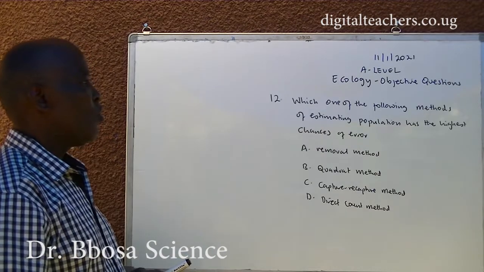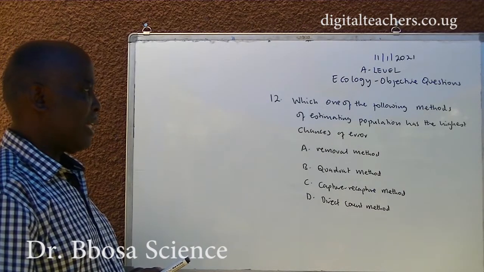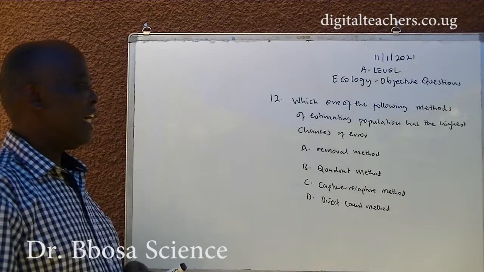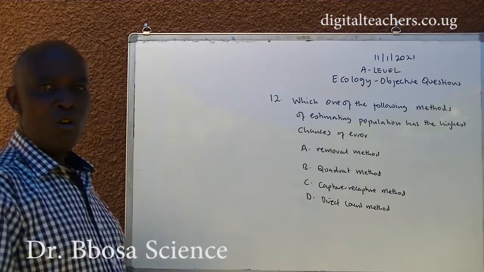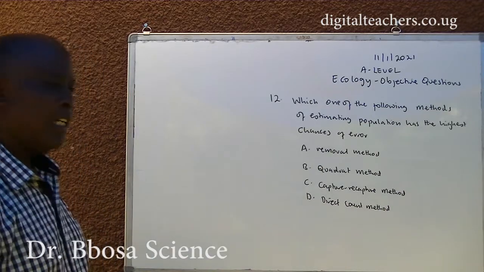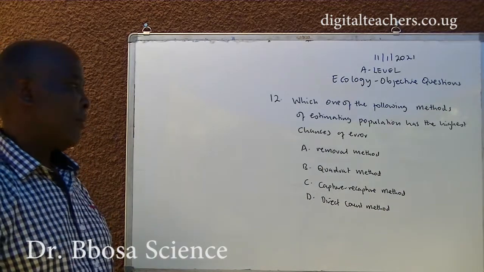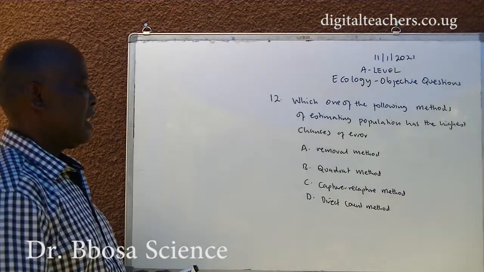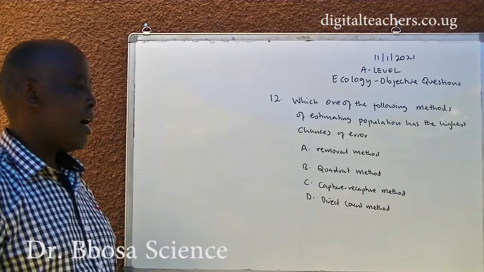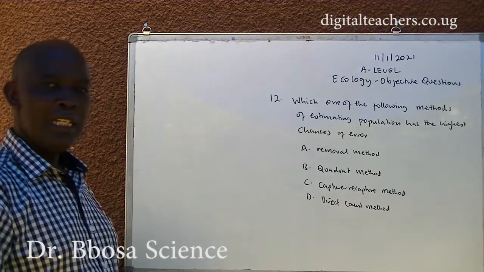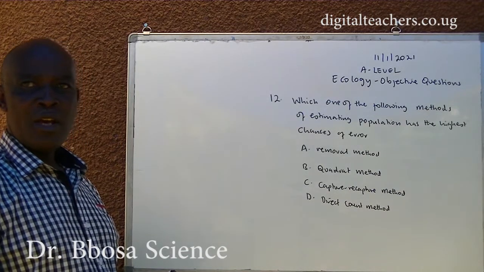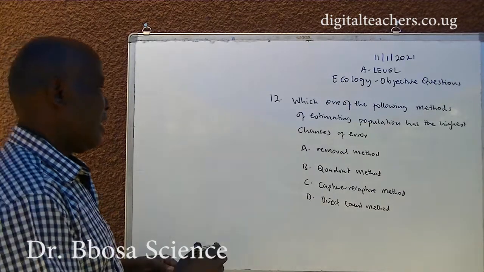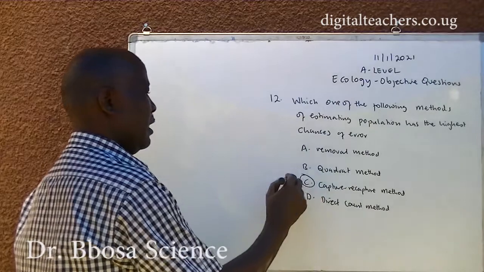Number 12. Which one of the following methods of estimating population has the highest chances of error? A. Removal method. B. Quadrat method. C. Capture-recapture method. D. Direct method. You can pause and answer. The answer is C.